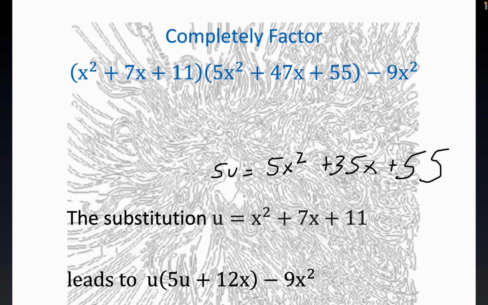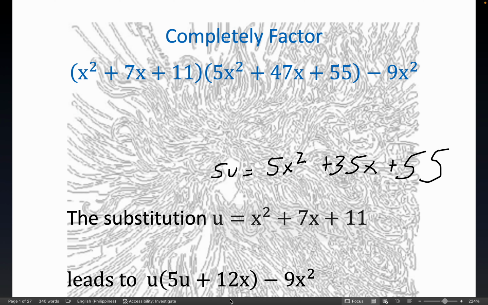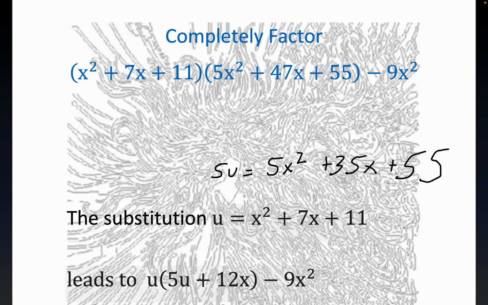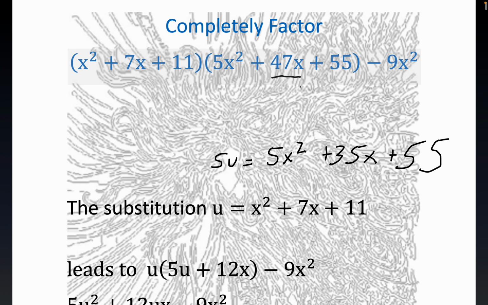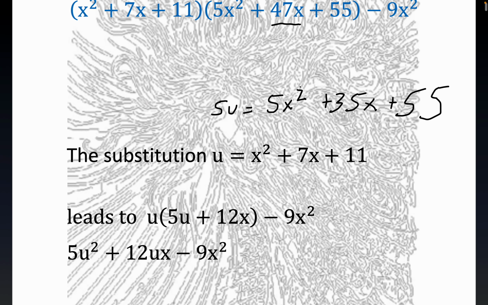And it's pretty clear to see, based on this, we need to add 12x. Since 5u is actually equal to 5x squared plus 35x plus 55, we add 12x to 5u and we'll get the 47 that you see right here. Isn't that nice? Well, is it really? Only if the expression that we get factors. Now let's take a look and see if it does.